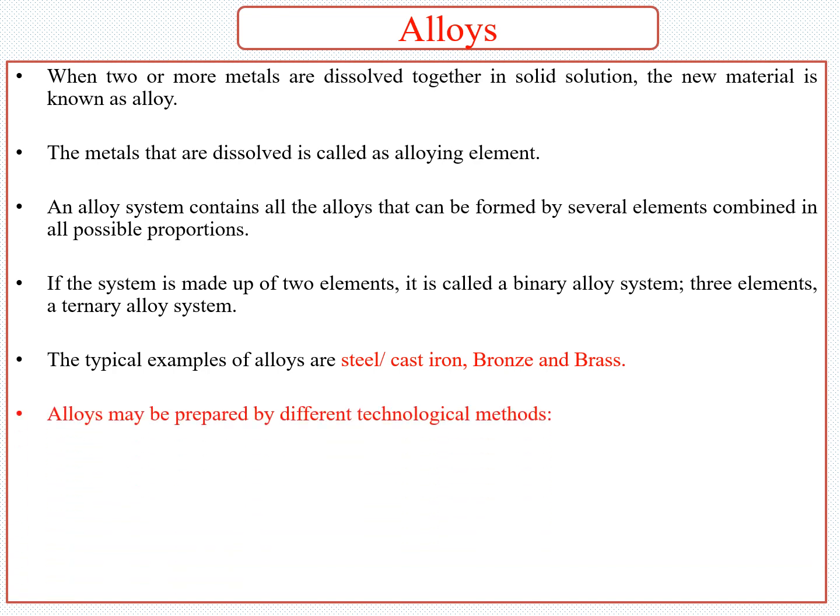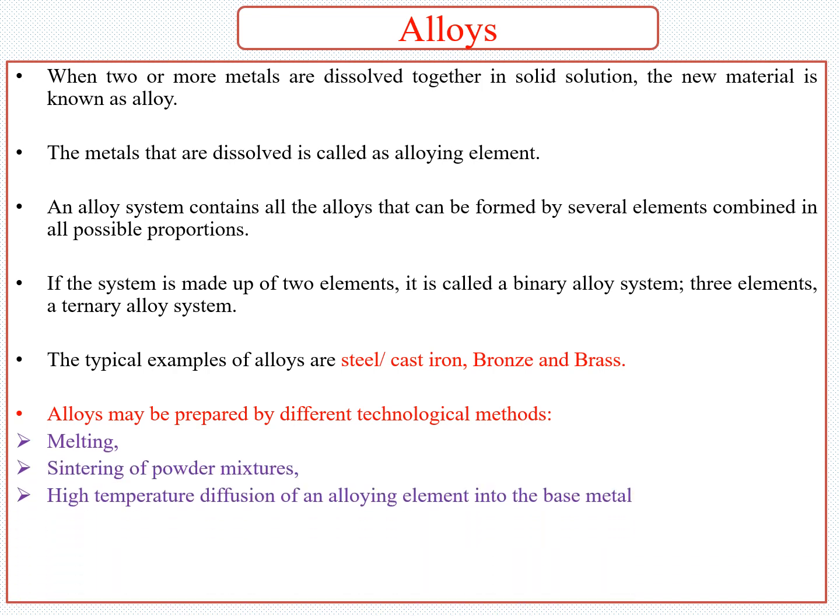Alloys may be prepared by different technological methods, such as melting, sintering of powder mixture, and high temperature diffusion of an alloying element into the base metal. The next ones are plasma and vapor deposition of different elements, and electroplating.